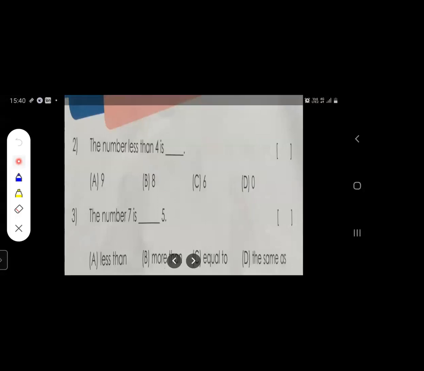Next one. What is given? The number less than 4 is dash. So which number is less than 4, students? See, the options are given over here: 9, 8, 6, 0. Is 9 less than 4? No, 9 is bigger than 4.